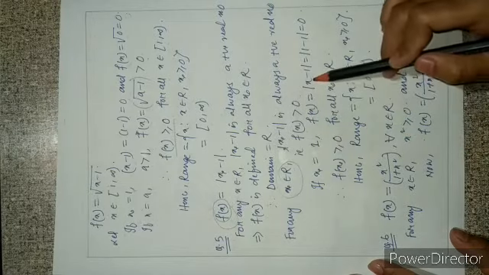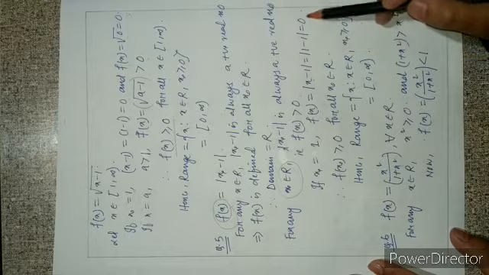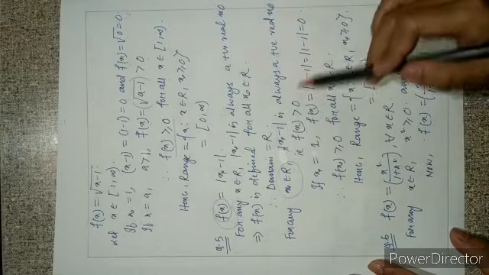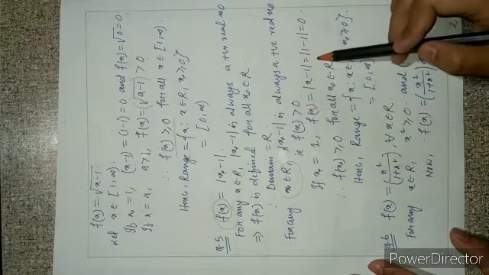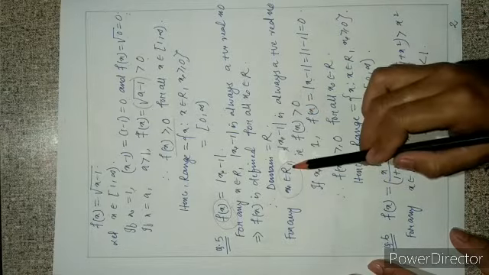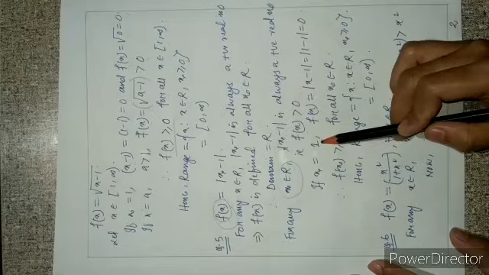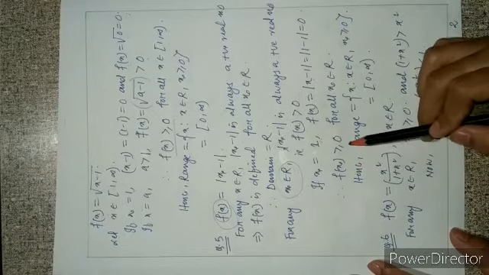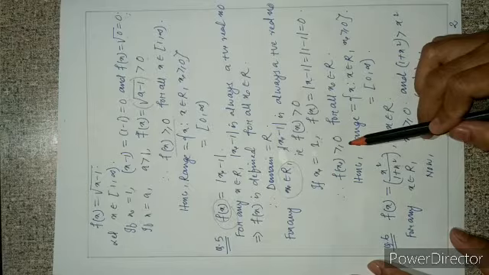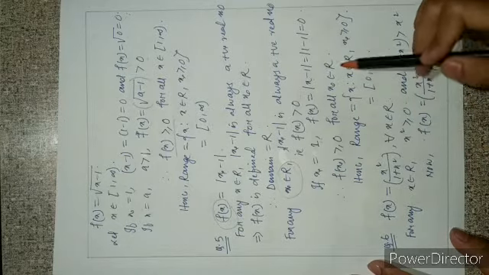f(x) = |x - 1|, 1 minus 1, which is equal to 0. By combining the above two cases, for any real number x, we can say that this f(x) is greater than or equal to 0 for all x belongs to R.